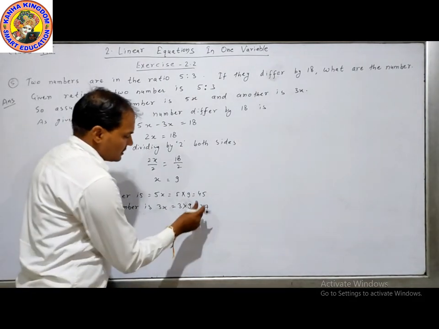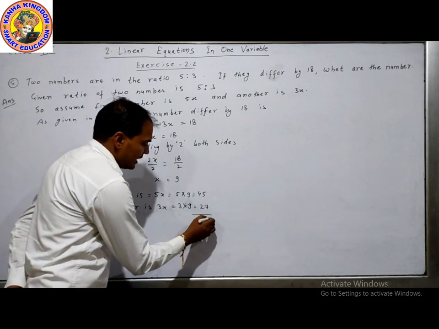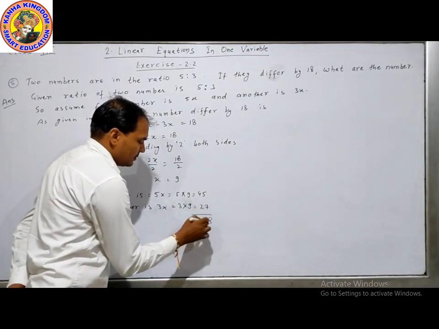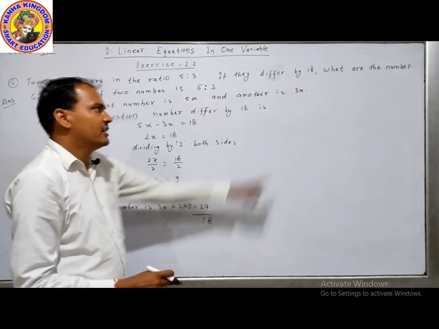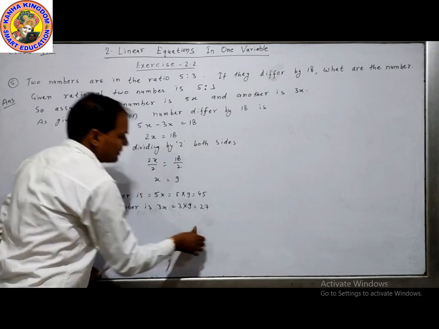Check the difference. If we check the difference, 45 minus 27 gives 18. Difference is 18. So our answer is right.